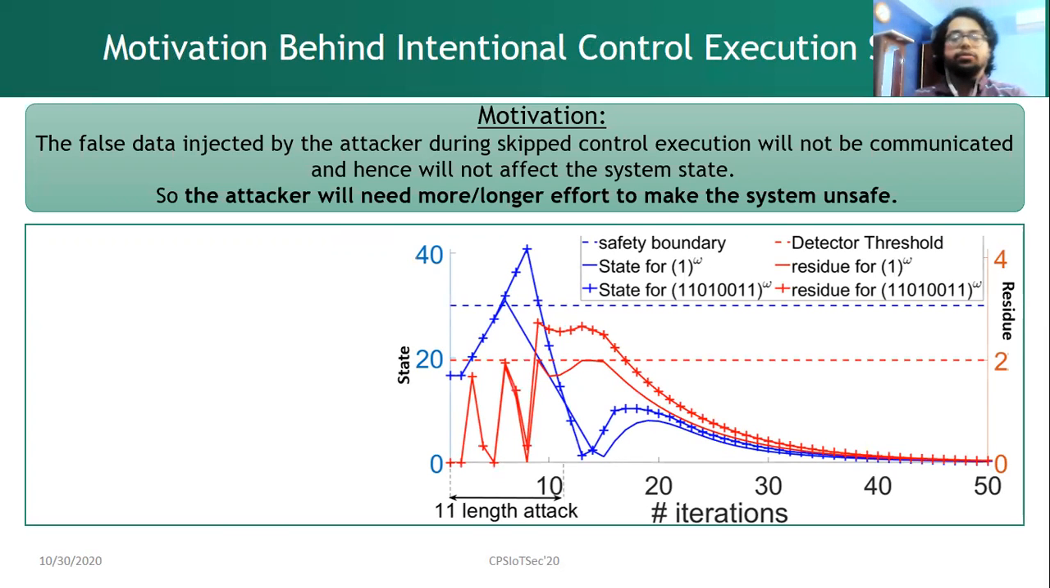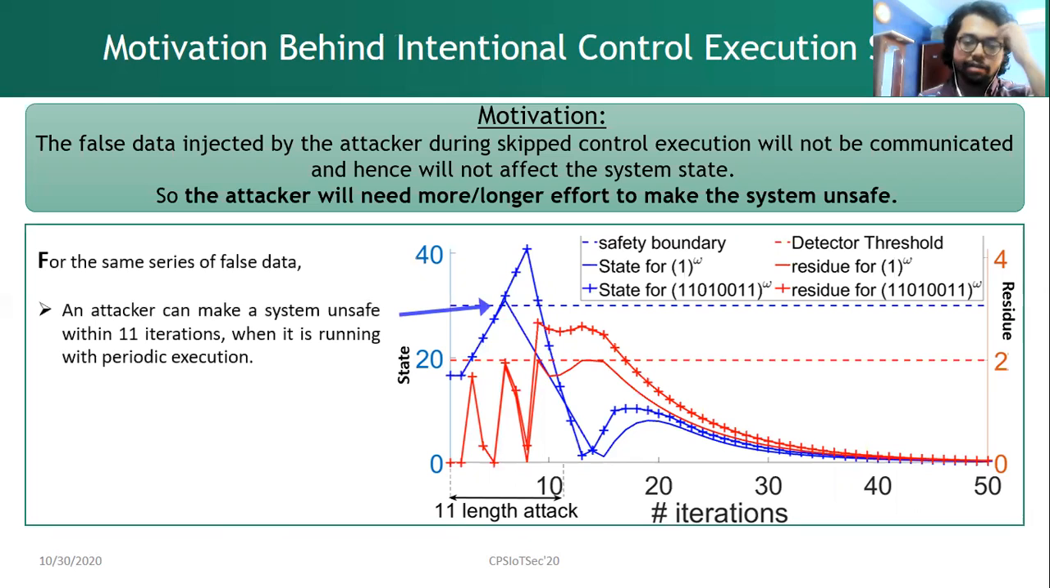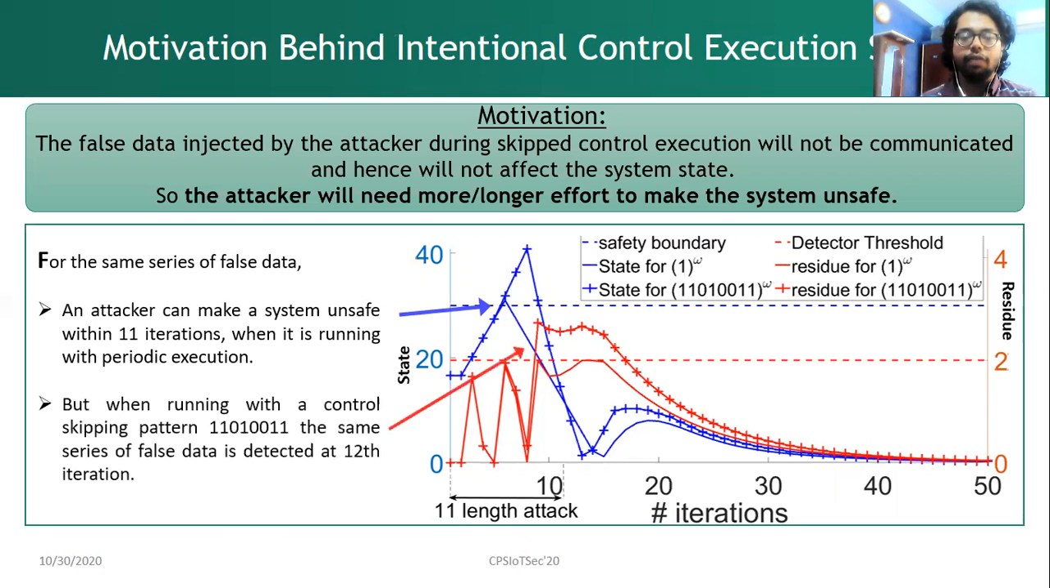How? At the sampling period where the control executions are skipped, the false data injected by the attacker will not go to the plant at all. So it cannot affect the plant state in that iteration. So that is the motivation that we find behind skipping control executions in order to increase the attacker's effort, because the attacker will need more duration and more effort to make the system unsafe or to stay stealthy, because the system is running with a control execution skip.